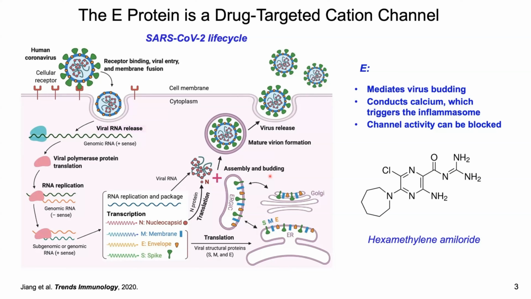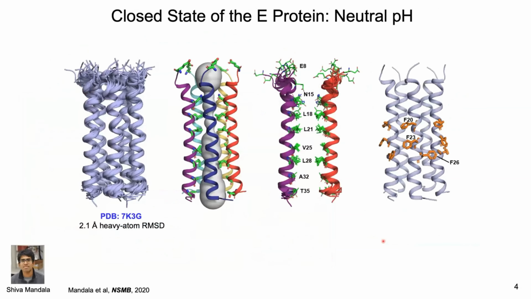And if you can block it with small molecule drugs, then you potentially have an antiviral inhibitor or drug. And it has been shown that the small molecule hexamethylene amiloride, shown here, has some moderate inhibition of this protein. Obviously, we need better drugs than this one. But for structural characterization, it's of interest to start with this HMA and its binding site to the protein.